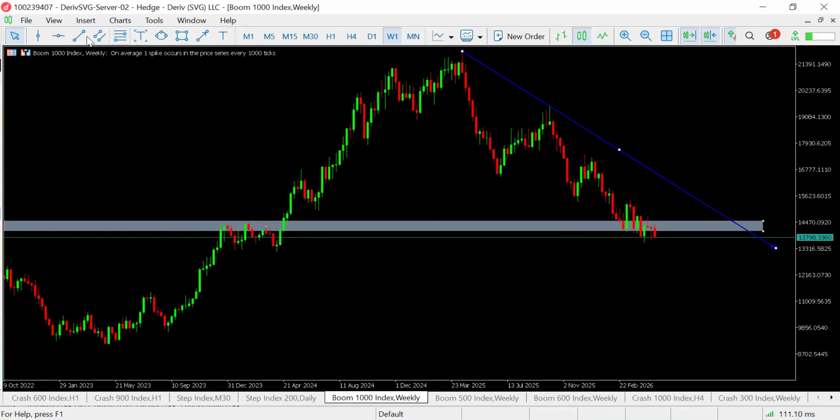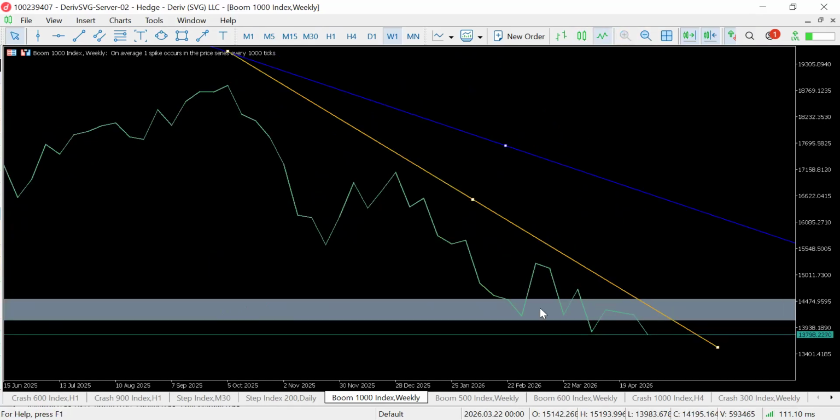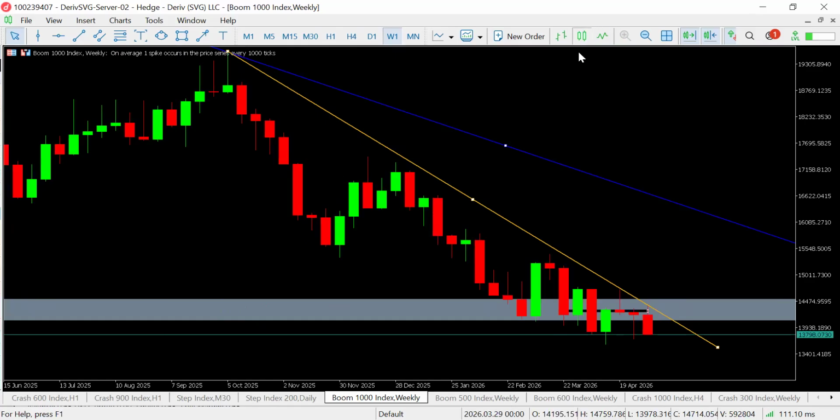For the selling opportunity, I included an internal trend line. I was able to get a clear structure. That was this M pattern here. So I did this, and price came back into this level, and that was where I took my selling opportunity from.